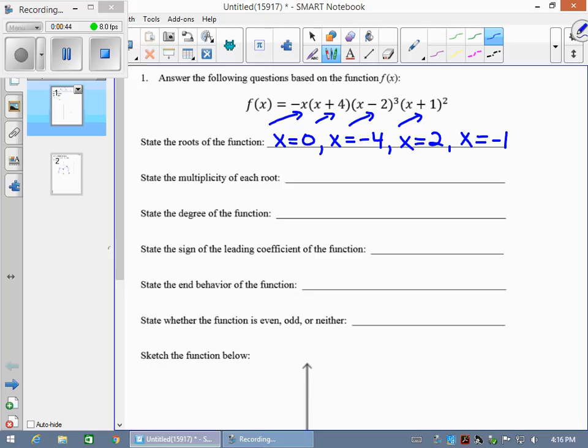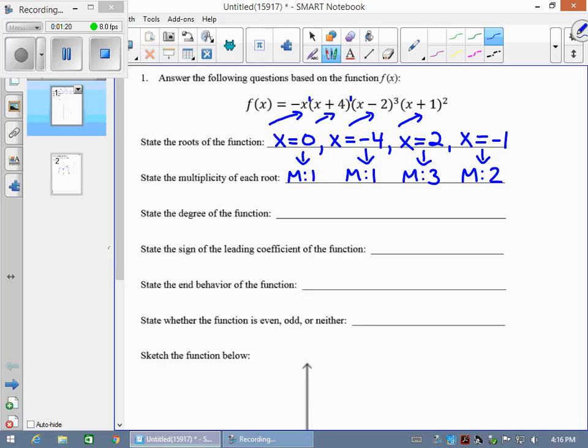Then it asks me to state the multiplicity of each root, and that's going to be based on what exponent that factor is raised to. So for the factor of x, it's raised to the first power, so x equaling 0 has a multiplicity of 1. Same thing with the factor x plus 4. This will have a multiplicity of 1. X minus 2, that root of 2, is being raised to the third power. So this is going to give me a multiplicity of 3. And the last factor, x plus 1, that root of negative 1, has a multiplicity of 2.